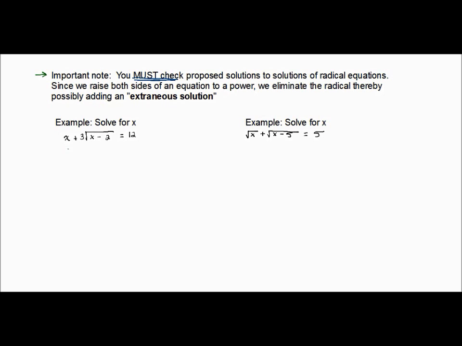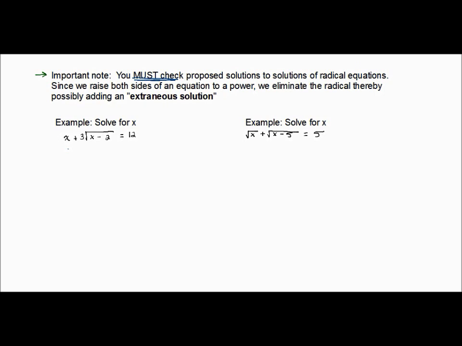It's not always the case that every single solution works. By squaring both sides to get rid of a square root, for example, the problem we're going to run into is that we could generate what's called an extraneous solution. That is, a solution we've obtained through the normal means, but when we check it, doesn't work. I'll give you an example.